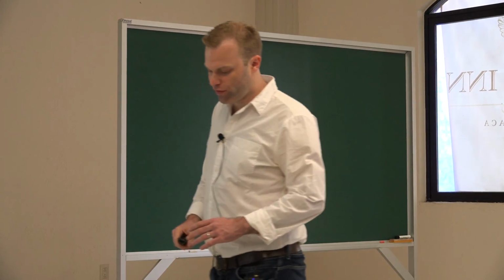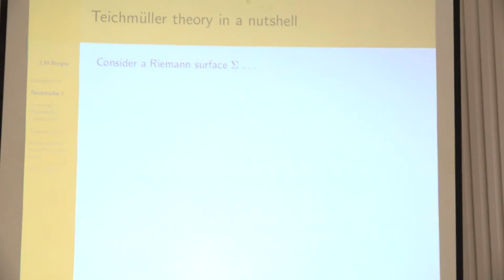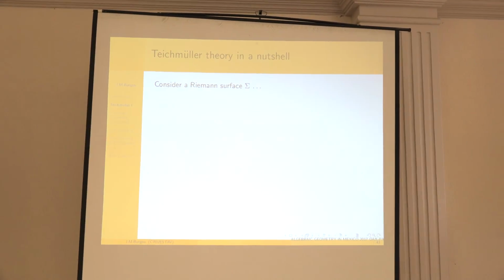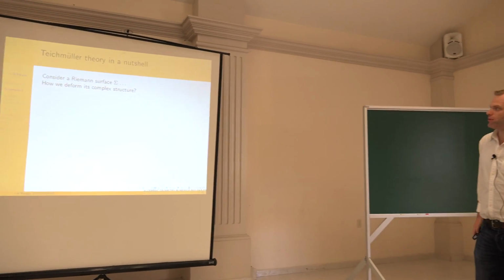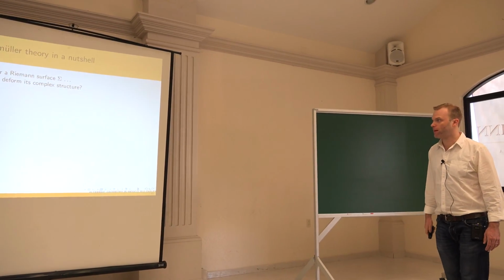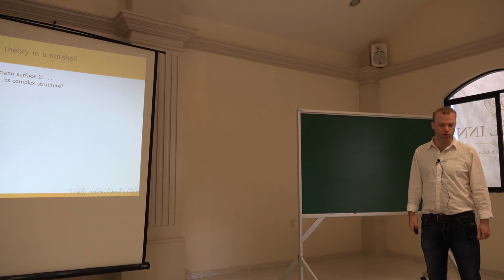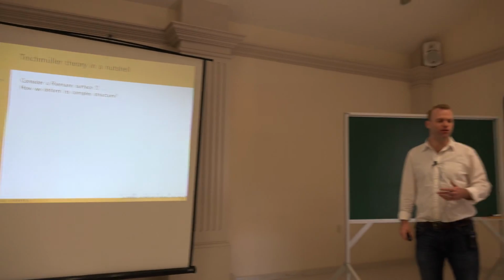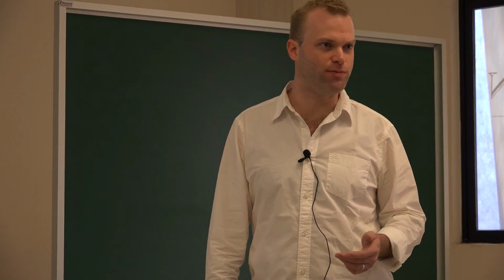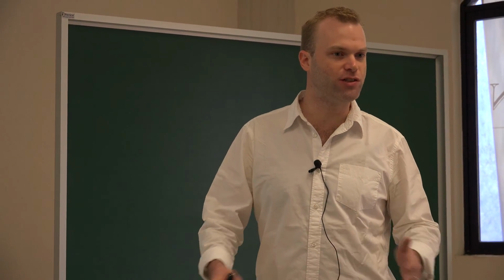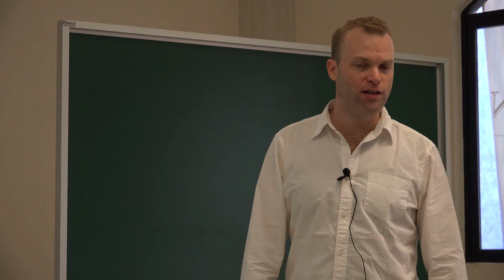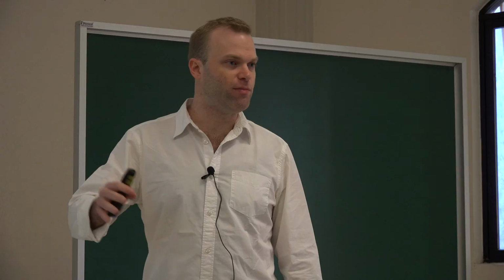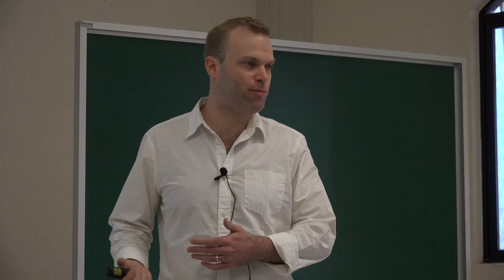Just to fix common language and notation, let me talk about very well known and standard material. Consider a Riemann surface sigma. How do we deform its complex structure? Well, we are looking for the construction of the moduli space. There are mainly three ways of constructing moduli space. One is through Hilbert schemes and geometric invariant theory. The other one would be via Torelli maps and Jacobian varieties. We will follow the Teichmüller approach.